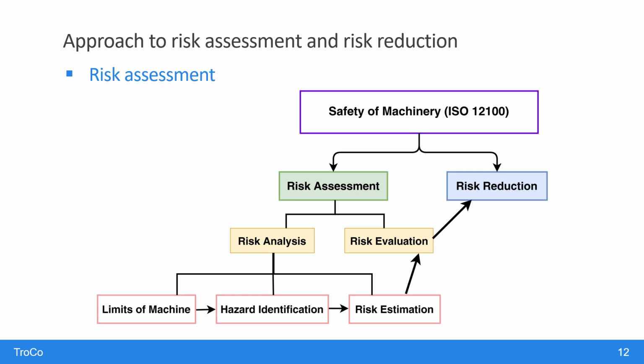Risk analysis comprises the steps of establishing the machinery's limits, identifying potential hazards and risky situations, and estimating the level of risk associated with each hazard. Risk evaluation then determines the overall risk and the need for safety improvements. This systematic approach ensures a thorough analysis and evaluation of machine risks. Join us as we walk through these essential steps together in the upcoming slides.